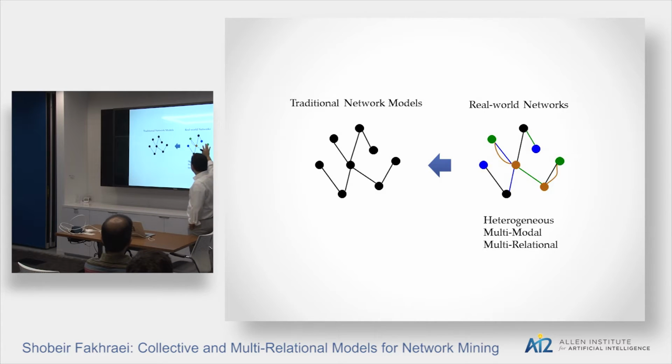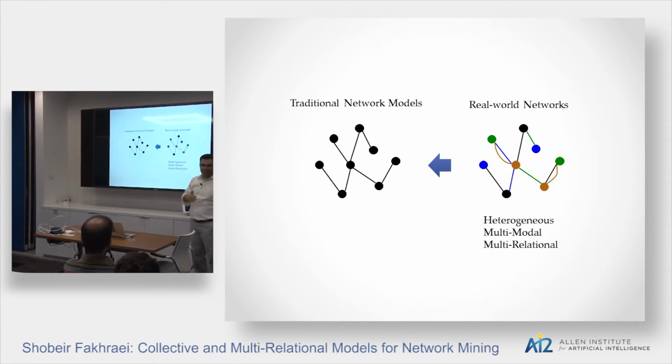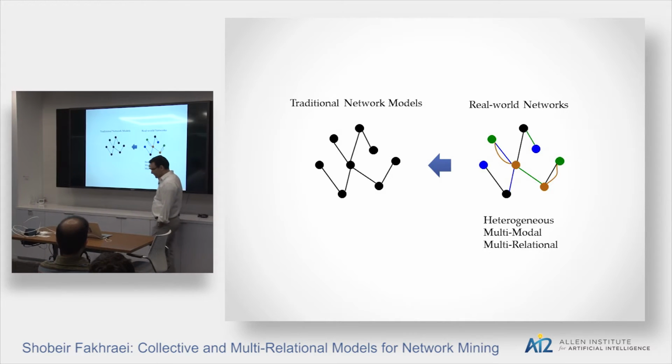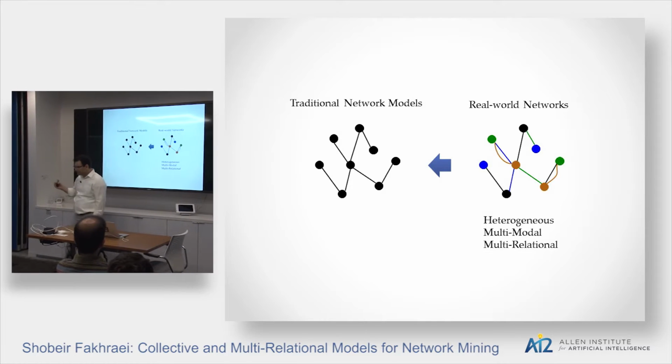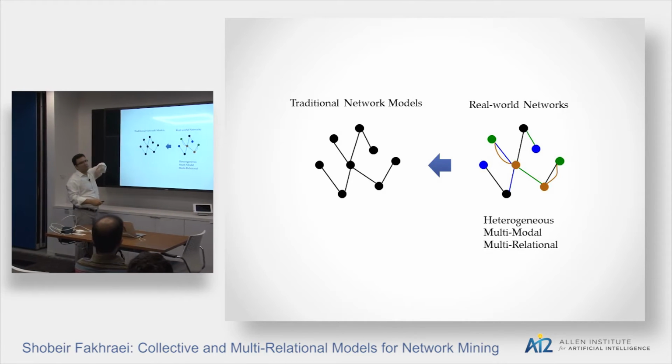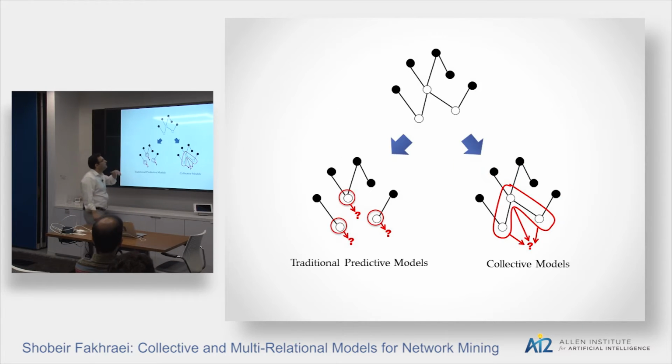But usually, real-world networks are heterogeneous and multimodal. That means they have different kinds of links, and different kinds of nodes, and each node type could have different features. They're also multi-relational. That means nodes have different kinds of links between them, and they have features as well. But usually, traditional network models are very simplistic, and they ignore this kind of information. The other thing is, usually the predictive tasks on network data use traditional machine learning methods that have IID assumptions, and they ignore the interdependencies between the unknown variables. In contrast, collective models make joint inferences about these.